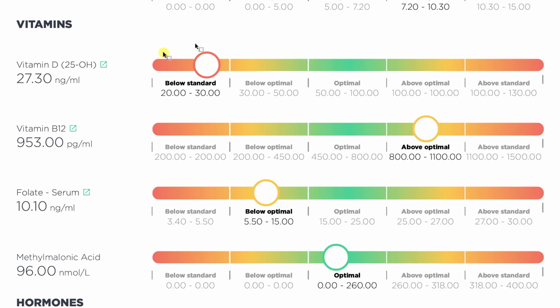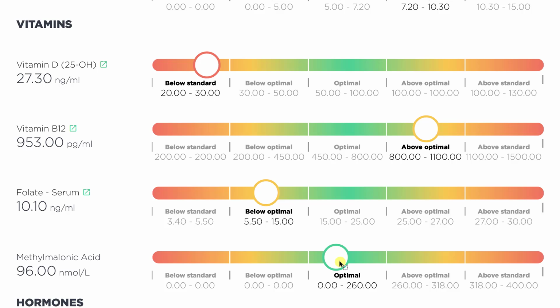Looking at your vitamins, your vitamin D is really low, so that's definitely something we need to start supporting. Your B12 is high, but your folate is low. And then there's something called methylmalonic acid, which is actually a more specific measurement of B vitamin status. Methylmalonic acid requires B12 in order to be metabolized. So the lower that methylmalonic acid goes, the higher your B12 is. The higher your methylmalonic acid goes, the lower your B12 is.